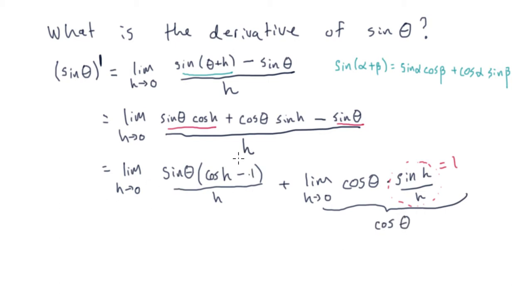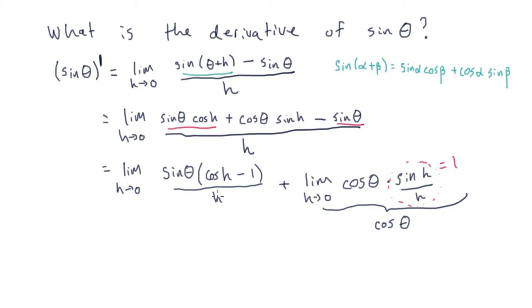But that leaves us with this first limit. So we have this factor of sine theta that doesn't depend on h. And so we're trying to take the limit as h goes to 0 of cosine of h minus 1 over h. Now if we just let h go to 0, that is still an indeterminate form, because we get cosine of 0, which is 1, so 1 minus 1, which is 0 over 0. So we have to do some pretty heavy manipulation here.